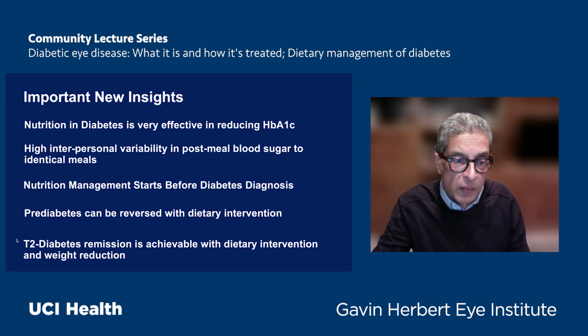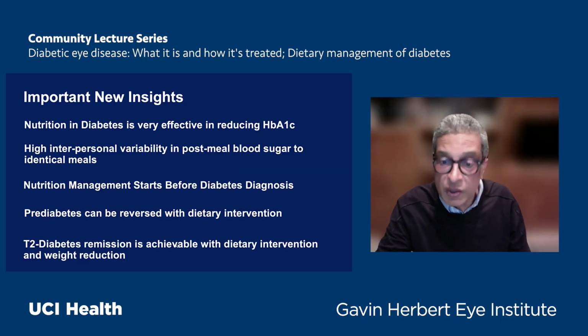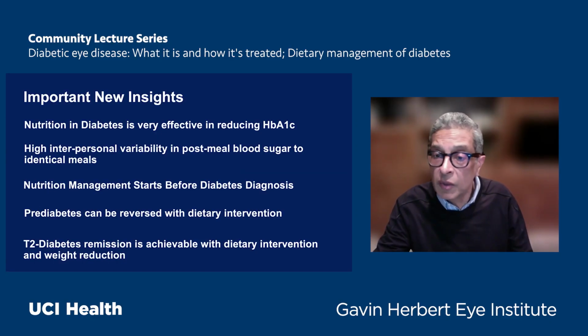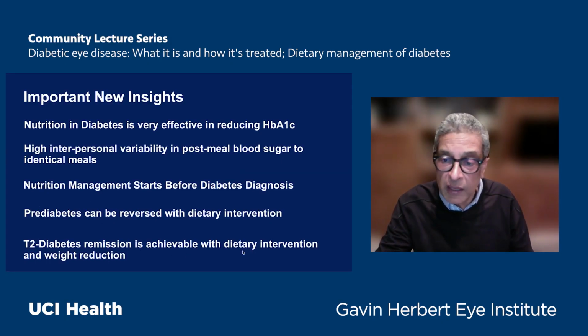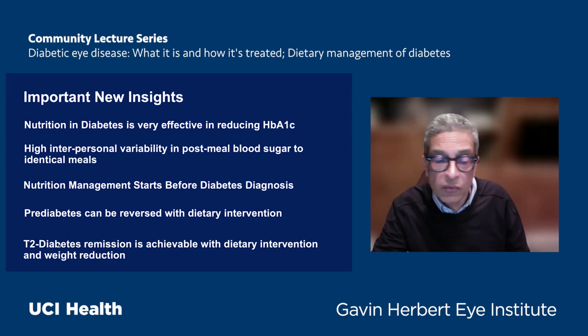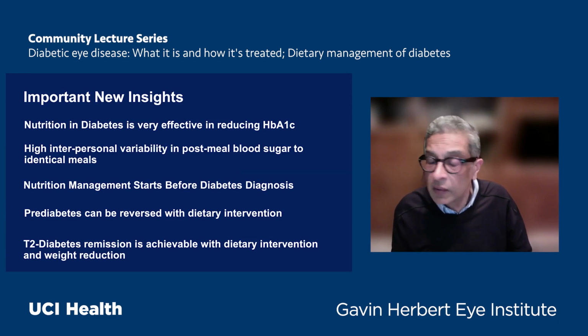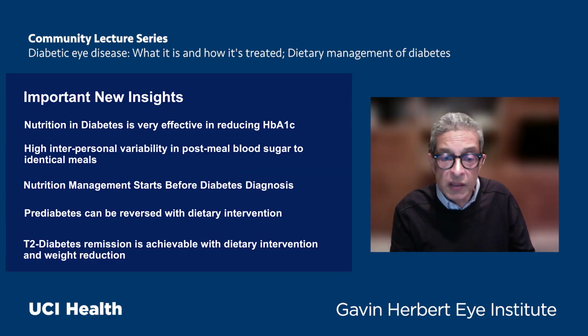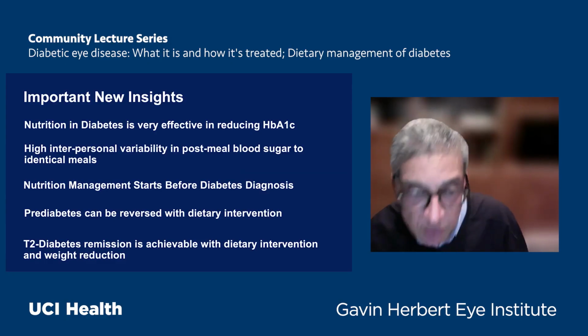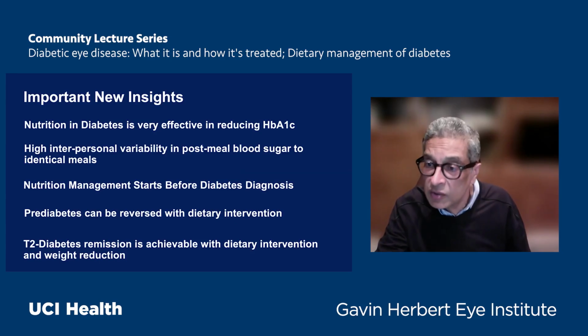The last point that I'm going to make is that type 2 diabetes remission is achievable with dietary intervention and weight reduction. You can get into a metabolic state where you actually don't have detectable diabetes. You've been diagnosed with diabetes in the past, but with dietary intervention and weight reduction, you can get into something that we call diabetes remission, similar to what we know from cancer. When somebody's in remission, that means cancer-free, not cured, but free of cancer. We say they're free of diabetes. They're not cured, but they're free of diabetes. They don't need any medications to control their blood sugar.